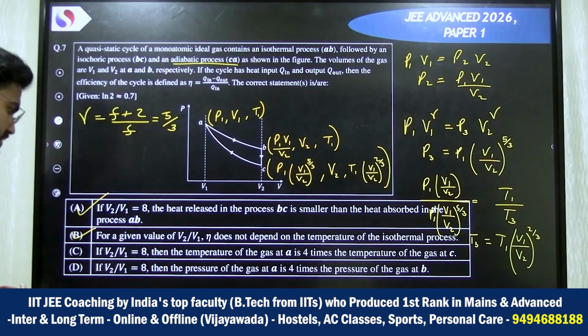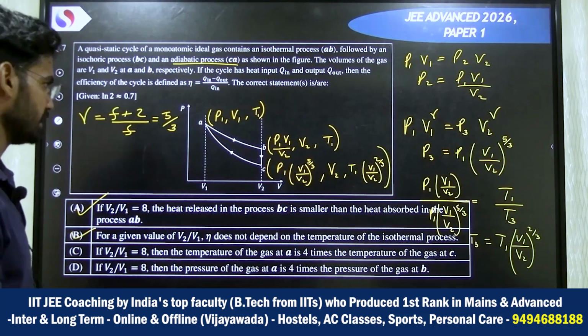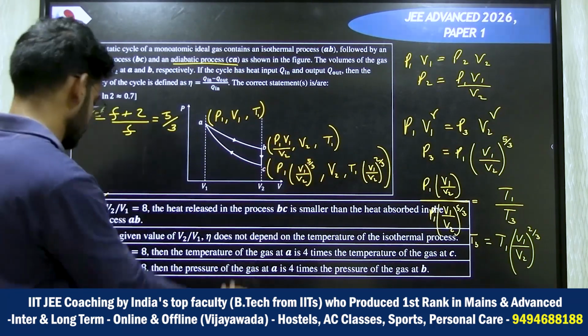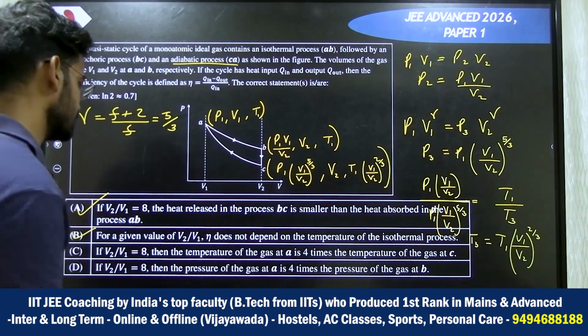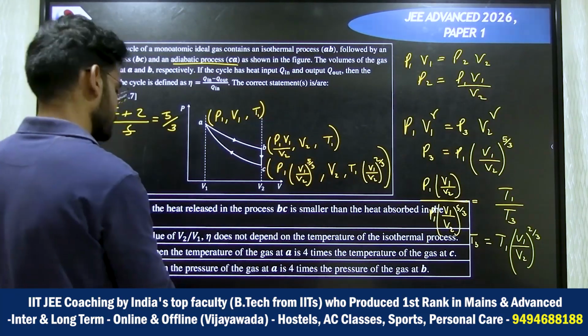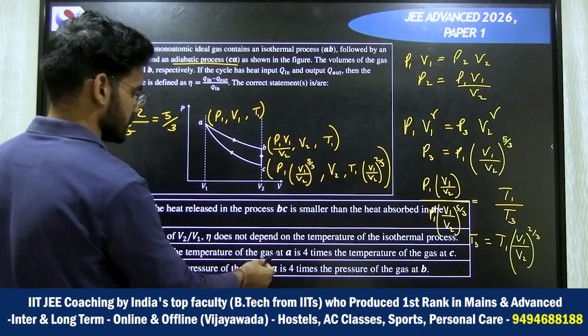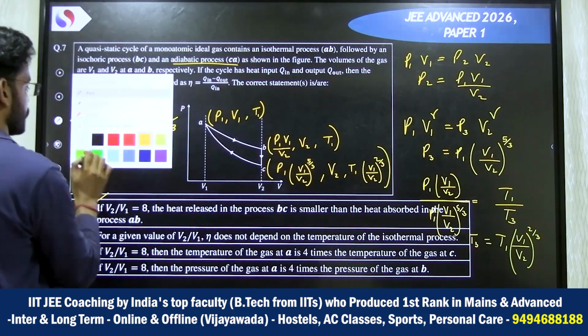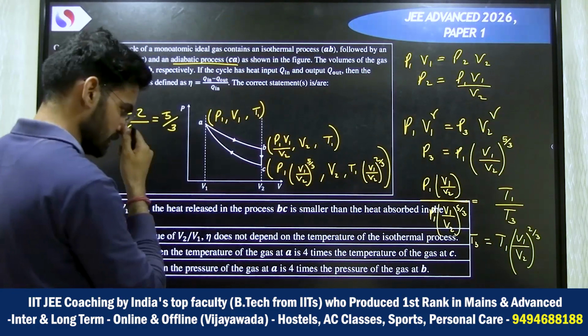If V2 by V1 is 8, then the temperature of the gas at A. Now, if you see options C and D, we can solve directly from what I wrote here. If V2 by V1 is 8, then the temperature of the gas at A is T1.